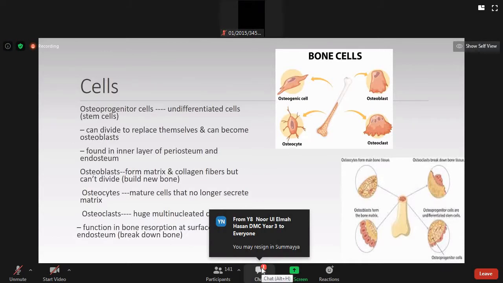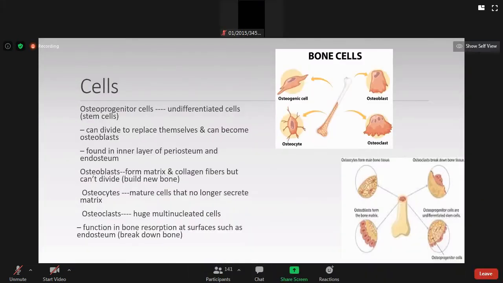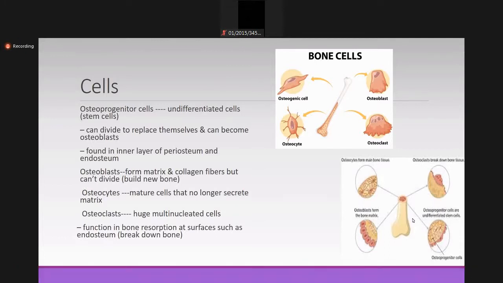Headphone connections, please. Osteoclasts are huge multinucleated cells. The function of the osteoclasts is resorption at the surface of the endosteum, which breaks down the bone. Other than that, during excessive activity of the cells, when more bone structure is being formed, the osteoclasts come into action and reshape the bone.